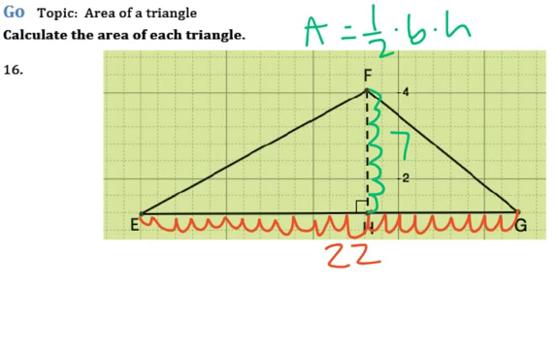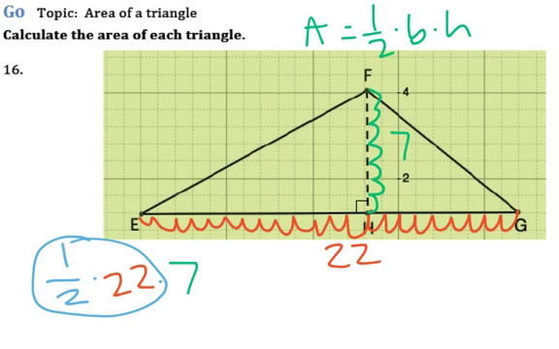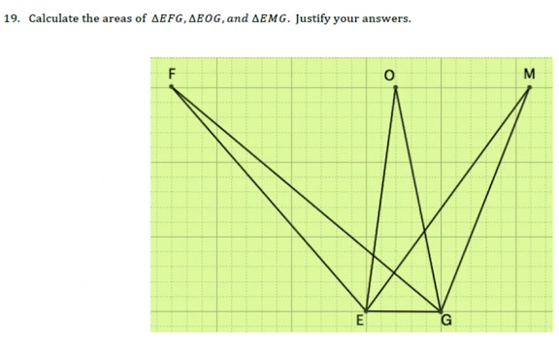So I simply go 1/2 times base times height. Okay, you can type that into a calculator. Personally, I like to go 1/2 times 22 is 11. 11 times 7 is 77. So it's 77 units squared. If they don't tell you the units, you just put units squared or square units. Okay, so the next two, simple as that.